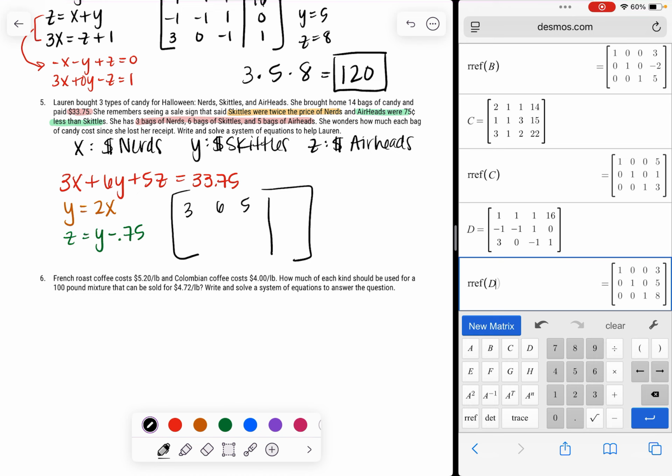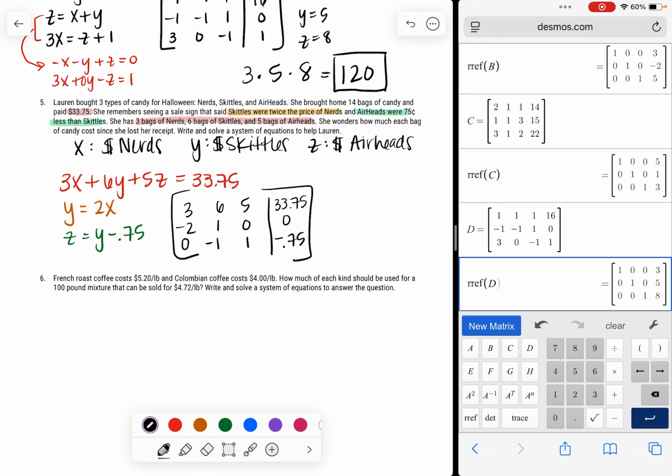3, 6, 5, 33.75. Now, -2, because I'm going to move that 2x over, 1, 0, 0. And then I have no x's. I'm going to move that y to the left-hand side. So that's going to become -1, positive 1z, and negative 0.75.